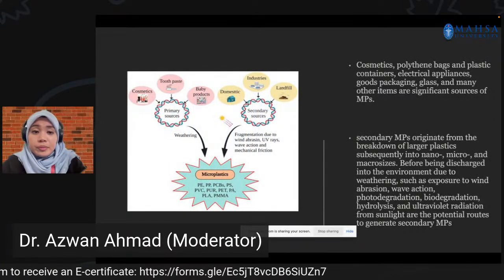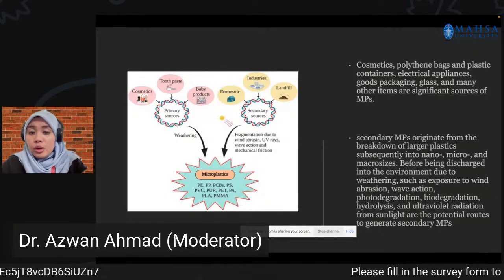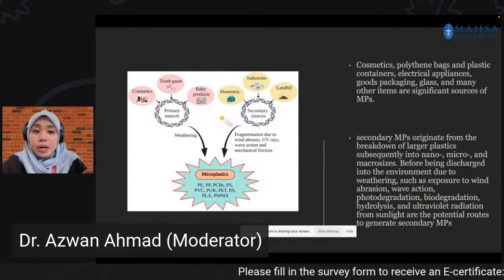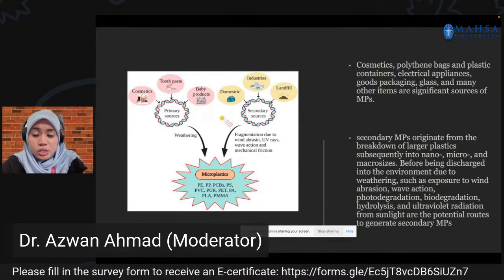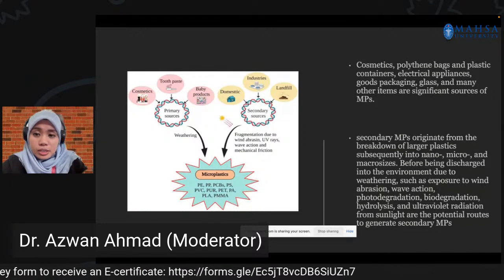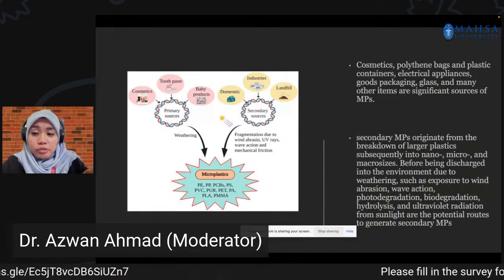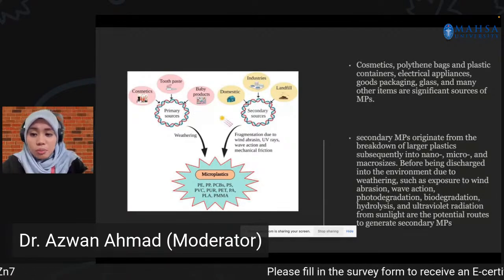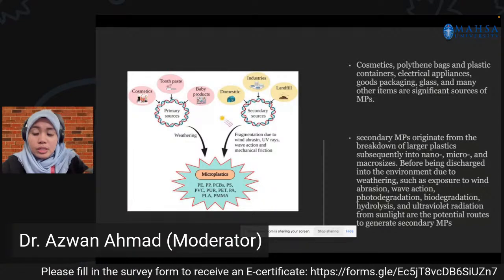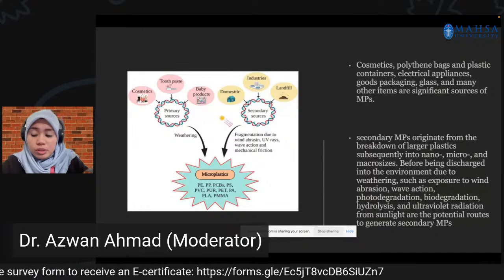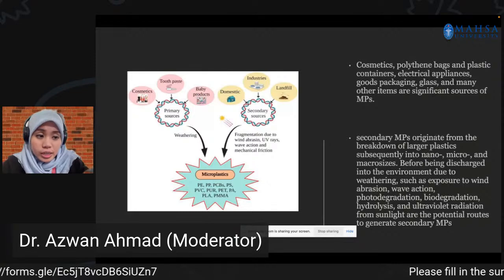Okay, so these are the primary and secondary microplastic sources, which involve different ways of plastic degradation. The primary sources usually come from cosmetics, polyethylene bags and plastic containers, electrical appliances, goods packaging, glass, and other significant sources. The secondary microplastic usually originates from the breakdown of larger plastic into nano and micro size before it is discharged into the environment, due to weathering such as exposure to wind, abrasion, wave action, photodegradation, biodegradation, or hydrolysis, which are potential routes to generate the secondary sources.